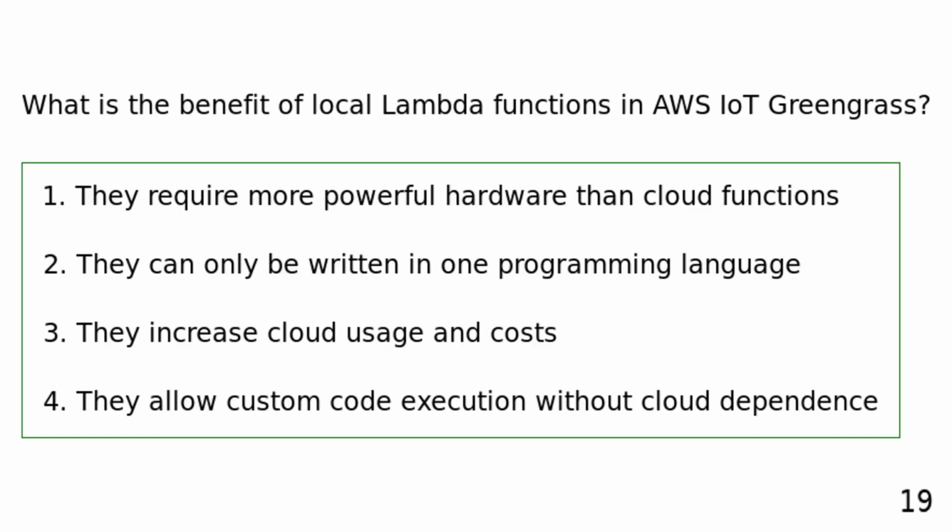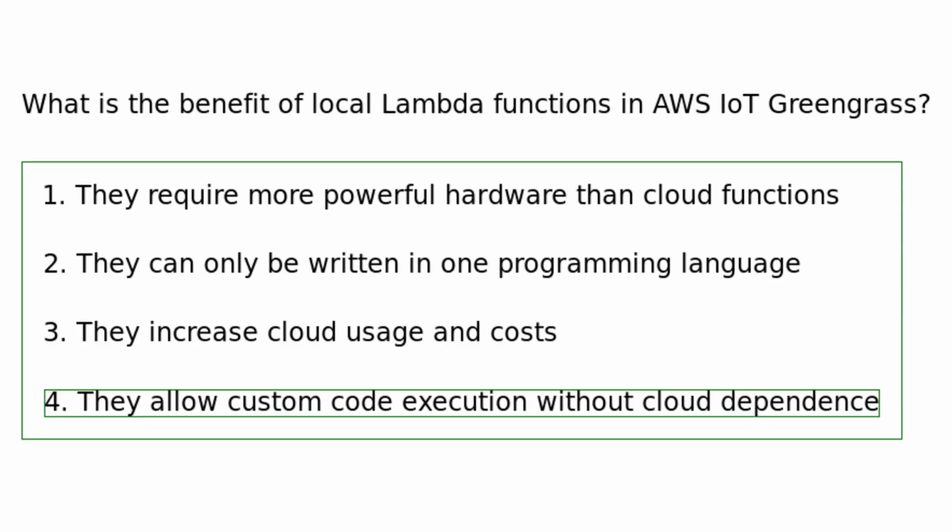What is the benefit of local Lambda functions in AWS IoT Greengrass? They require more powerful hardware than cloud functions. They can only be written in one programming language. They increase cloud usage and costs. They allow custom code execution without cloud dependence. Local Lambda functions in AWS IoT Greengrass allow custom code execution on the edge devices without depending on cloud connectivity, reducing latency and enabling offline operations.